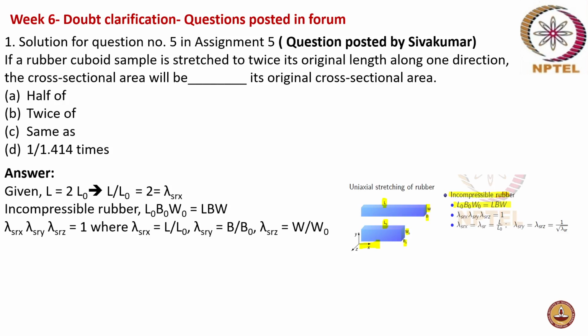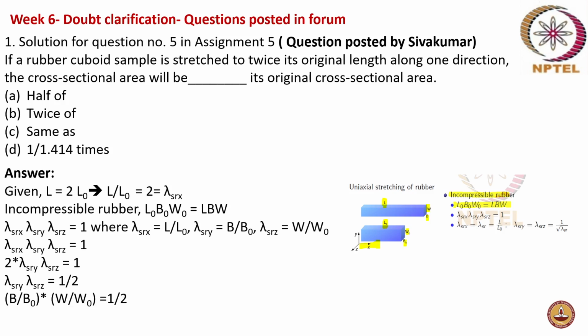So that is the thing. Now what information is given? From the given information, lambda SRX is 2. So lambda SRY, lambda SRZ is what you have to find out. You already have this: lambda SRY into lambda SRZ is half.